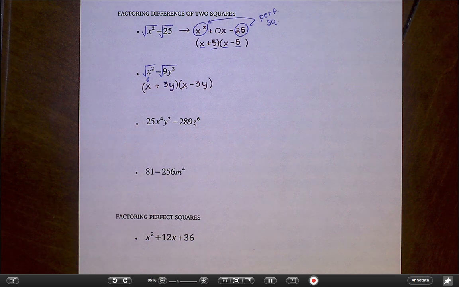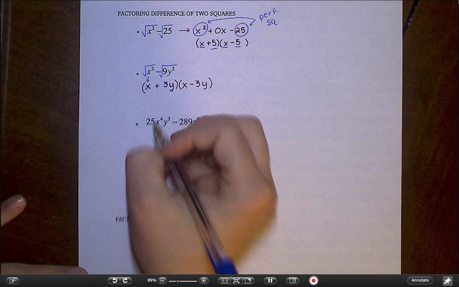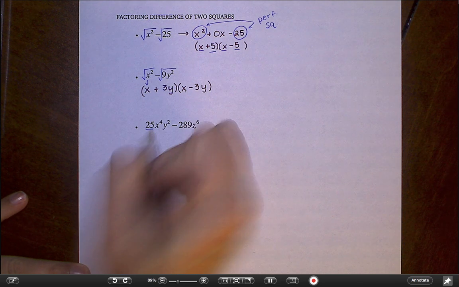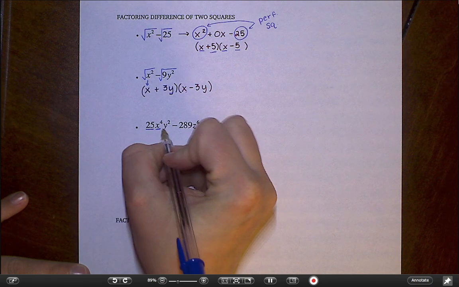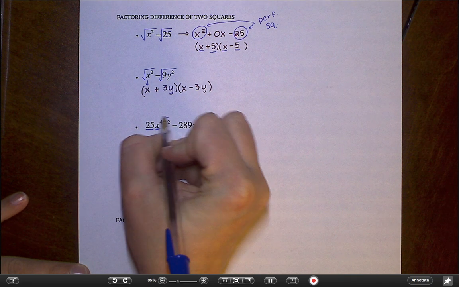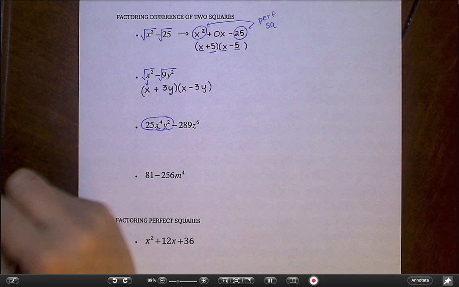Okay. All right, so that next one looks kind of crazy, but once again I want to point out 25 is a perfect square. X to the fourth is a perfect square. Y squared is a perfect square. So this whole thing is a perfect square.